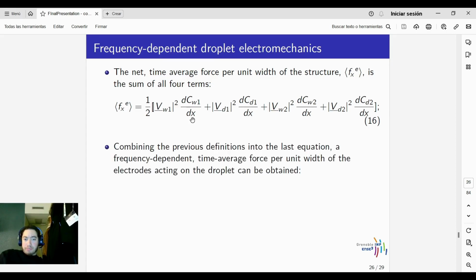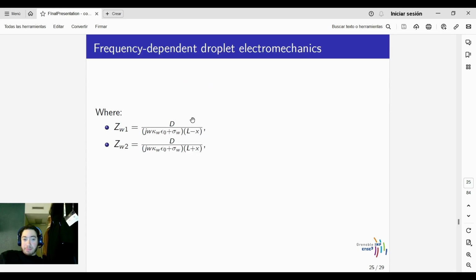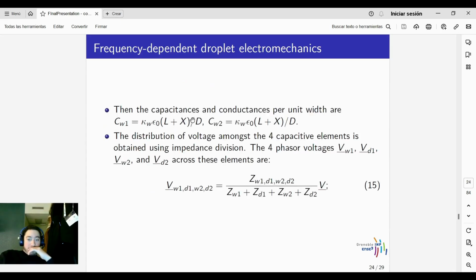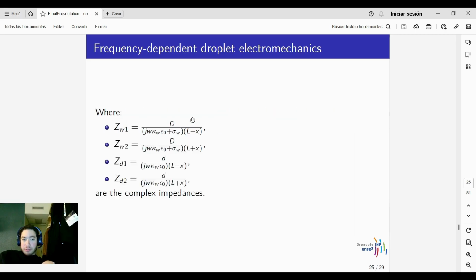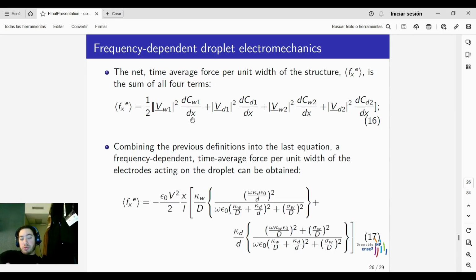So if we combine in this equation all the terms that we have already computed, for example, the phasor voltage, we have already defined them in this equation as a function of each one of the impedances. So if we replace each one of these terms in this equation, at the end we're going to have this maybe very long equation that we can see here.